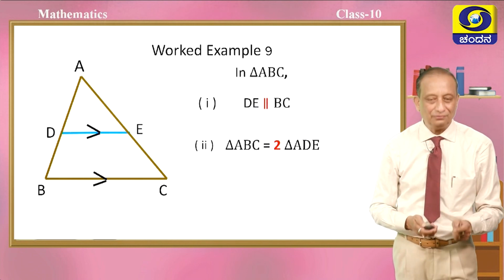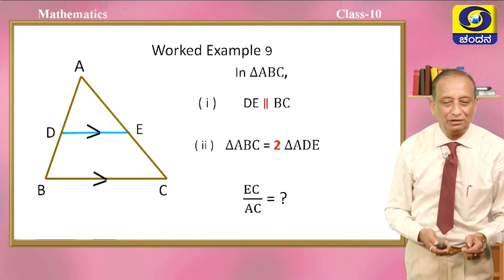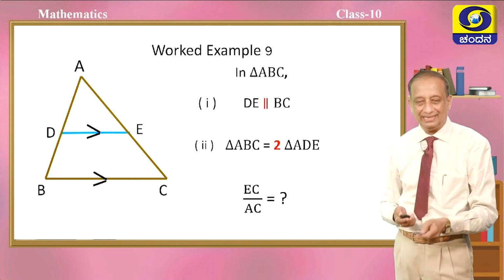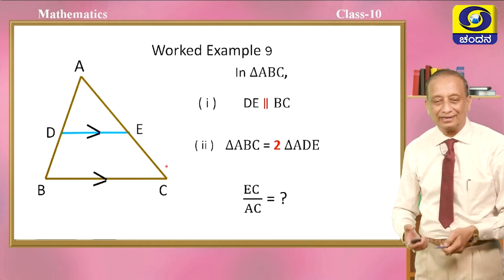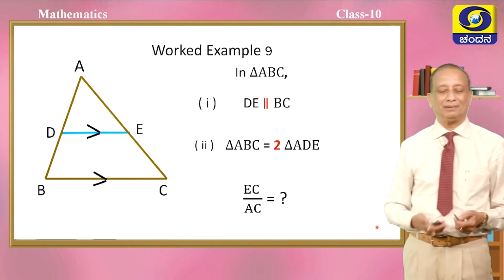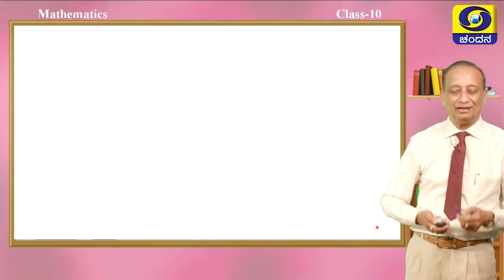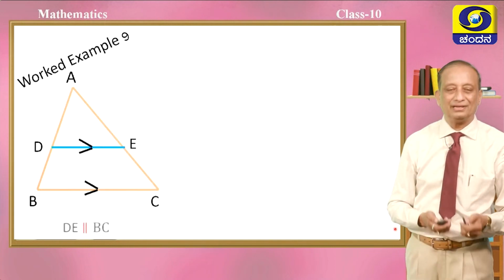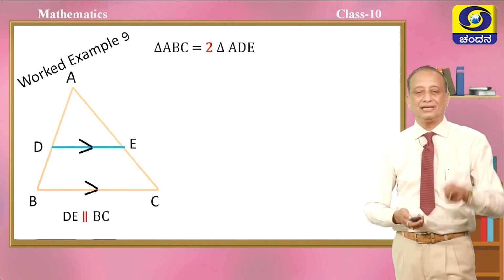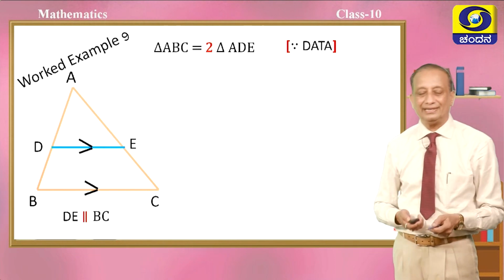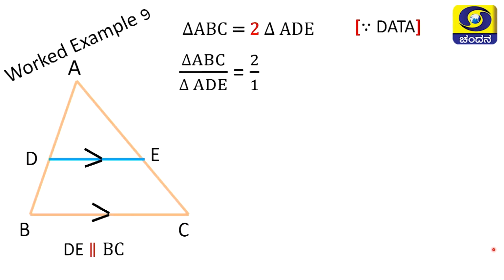If you do this, we should now find out the ratio between EC and AC. In other words, we have to find out how much longer AC is than EC. The ratio between these two respective sides has to be found out. Shall we work out, children? It's a very beautiful example given in our textbook. The same figure we will keep. So DE is parallel to BC. It is given that triangle ABC is double the triangle ADE. Therefore, if you write this in the form of a ratio, we can write it as triangle ABC divided by triangle ADE is 2 by 1. On cross multiplication, you go back to the same equation.